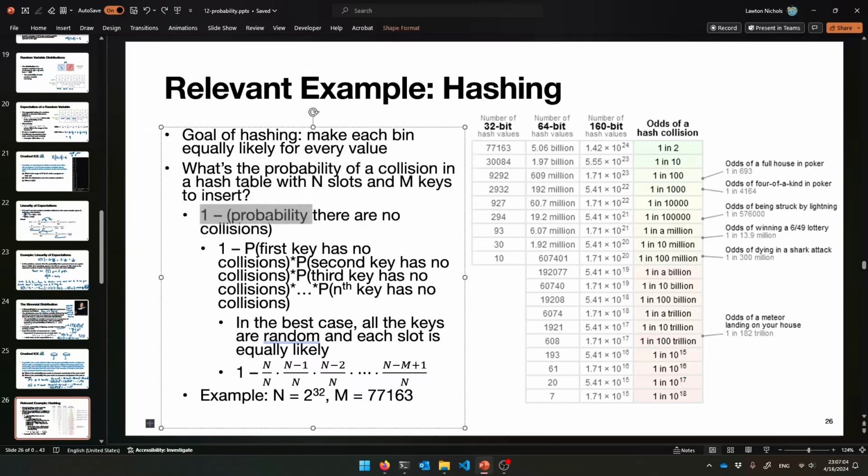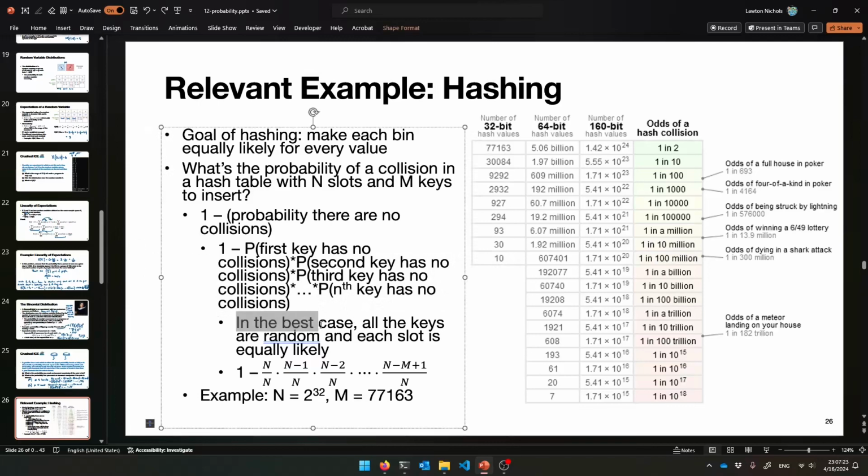So it's 1 minus the probability that there were no collisions at all. And we can simplify that into 1 minus the probability that the first key had no collisions, times the probability that the second key had no collisions, times the third key had no collisions, all the way to the probability that the mth key had no collisions.